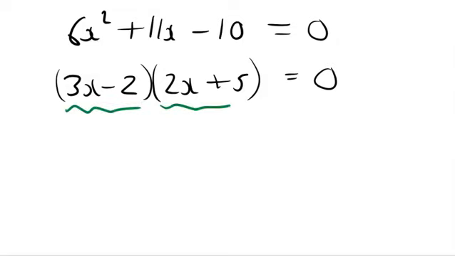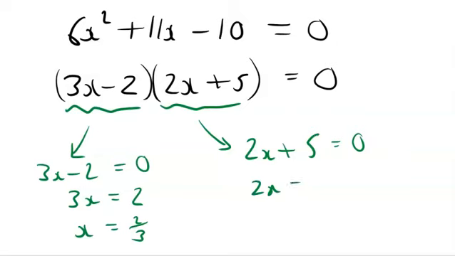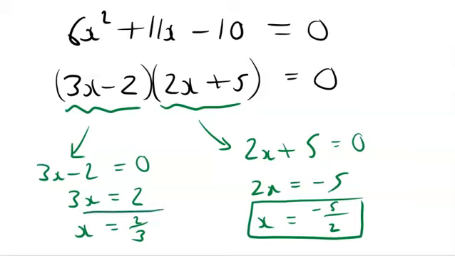But that could be 0, that could be 0. So 3x minus 2 equals 0. 3x equals 2. x could be 2/3. Here, 2x plus 5 equals 0. 2x equals minus 5. x equals minus 5 over 2. So those are my two answers. This one and that one.